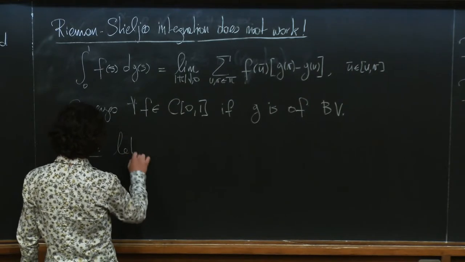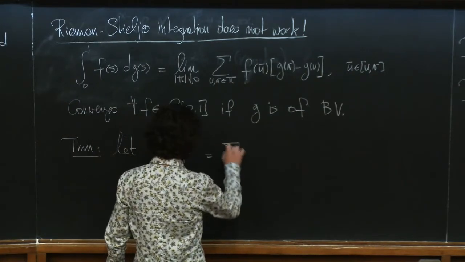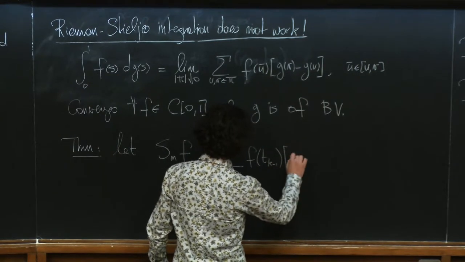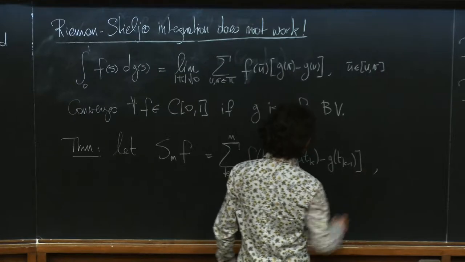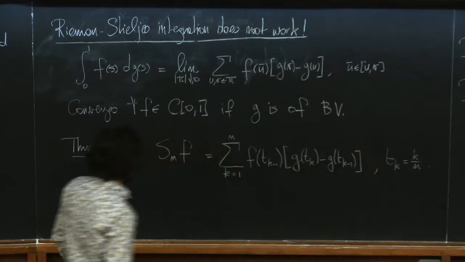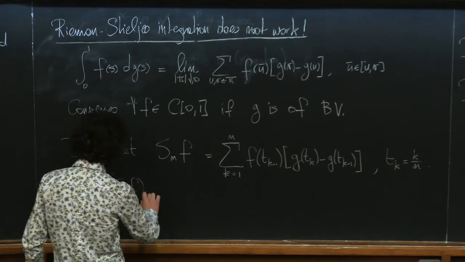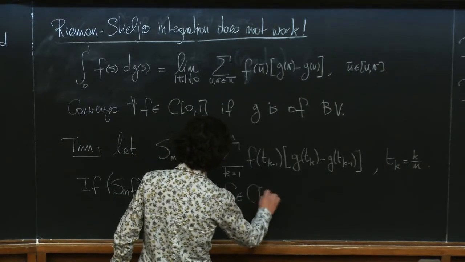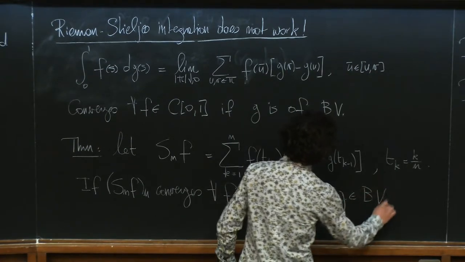So let's define an operator on continuous functions as follows. Where I take the partition to be the regular partition. So t_k is k over n. Then if S_n of f converges for all continuous f, then g has bounded variation. Okay.